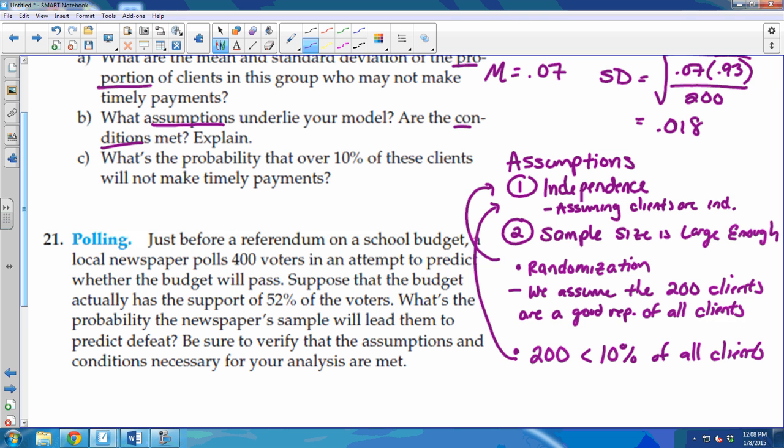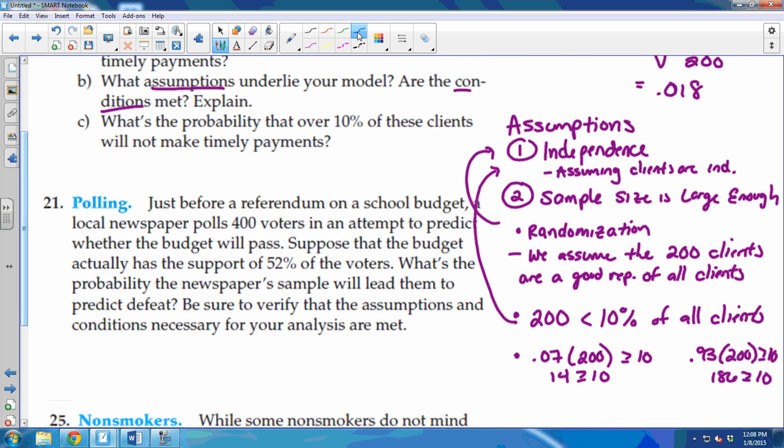And so then the last one is success failure. So we have 0.07 times 200 and 0.93 times 200. And you should get 14 and 186. That backs up that the sample size is large enough. We just say the success failure condition is met.